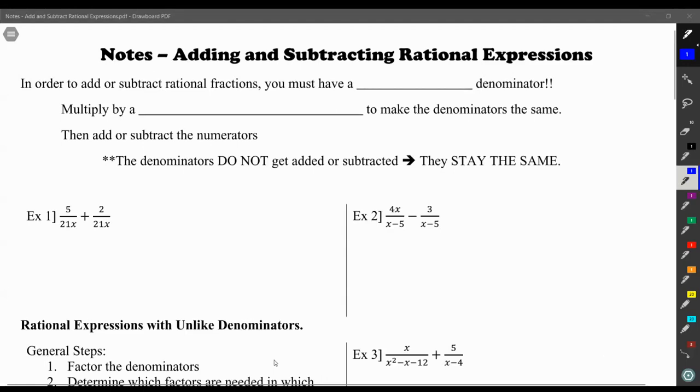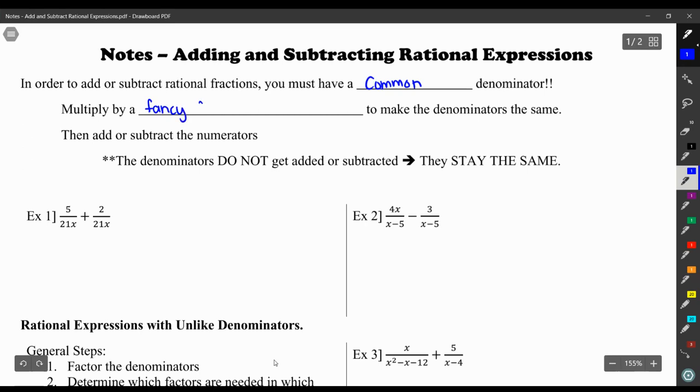and subtracting rational expressions. So rational expressions, even with variables, act just like regular fractions. In order to add or subtract, you have to have a common denominator. So with these, we multiply what I like to call a fancy form of 1. Because if you multiply something by 1, you're not changing anything.